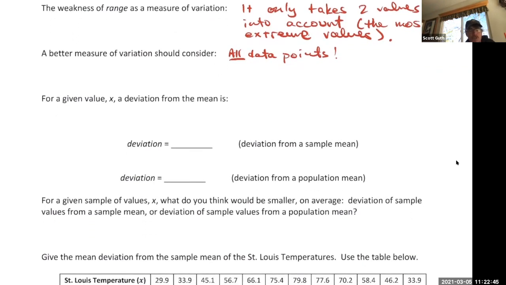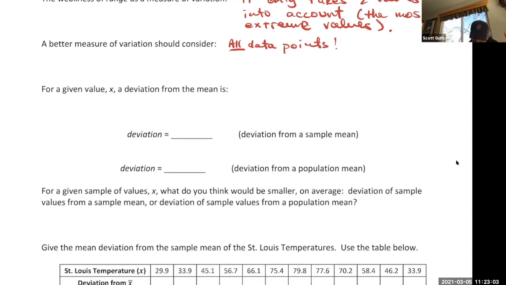So what we're going to do is look at deviations. The one we're going to use is called standard deviation. Standard deviation is just the average of each value's distance from the mean. The distance from the mean is called the deviation from the mean. We just average those.